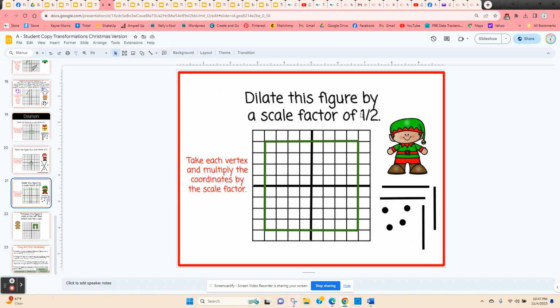Now when there's a scale factor and it's a fraction less than 1, that means the figure is now going to be smaller. So you want to take the coordinates of each point and divide by 2.